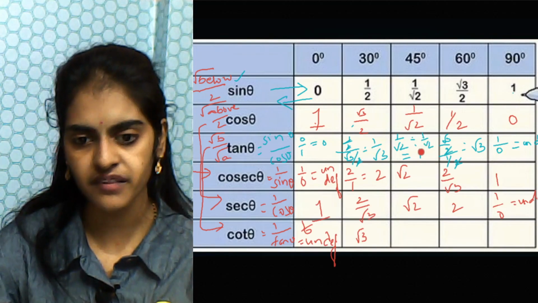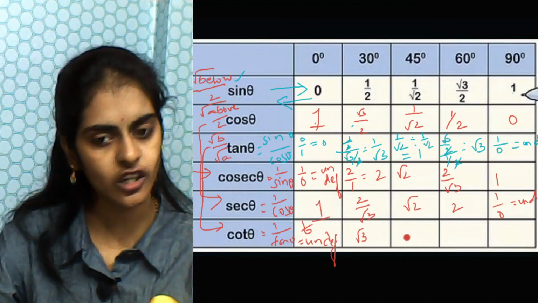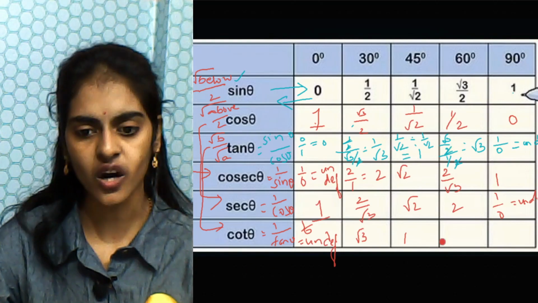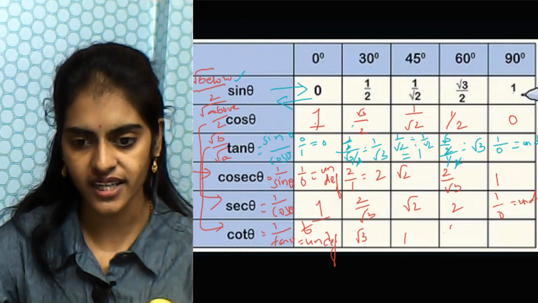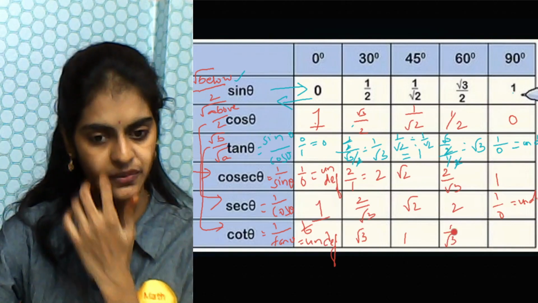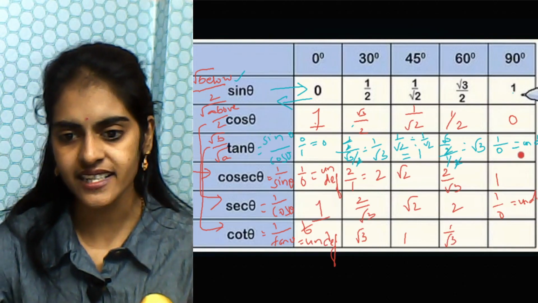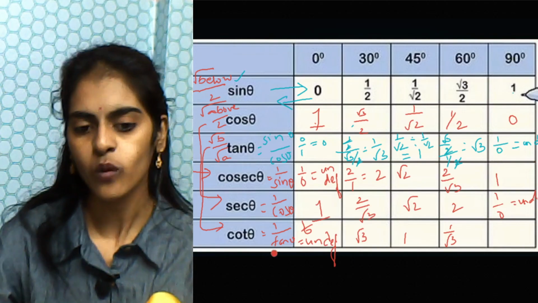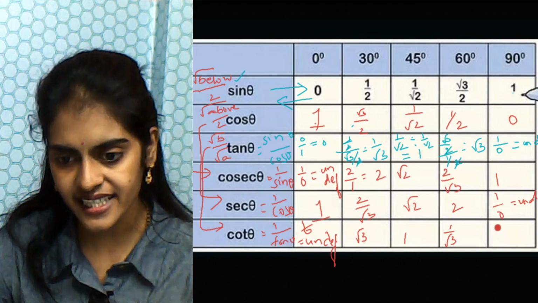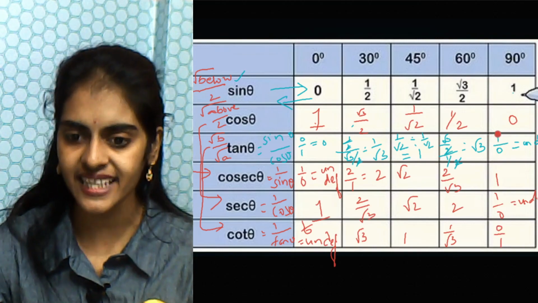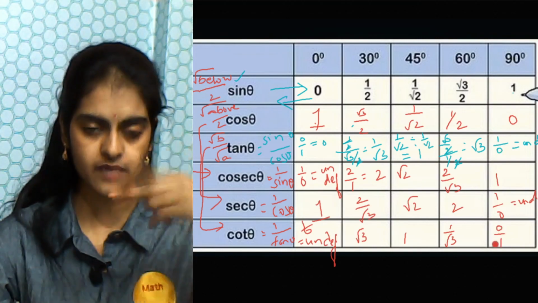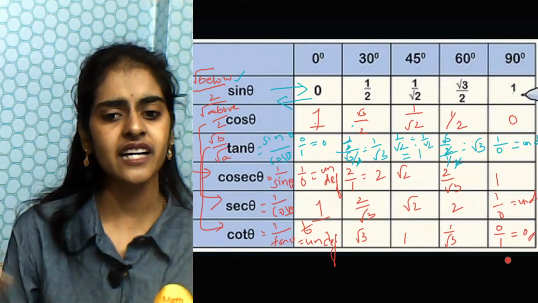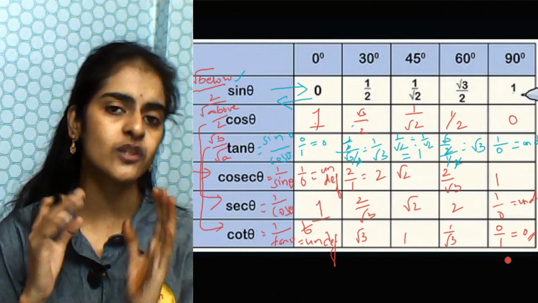Now see, tan 45 is 1. What is cot 45? Reciprocal of 1 is 1 again. Clear? Tan 60 is root 3. What is cot 60? 1 by root 3, the reciprocal of root 3. Now, tan 90 is 1 by 0, which is undefined. What is cot 90? Tan 90 is 1 by 0, so cot 90 will be the reciprocal of it, 0 by 1. 0 divided by anything gives you 0. See, easily, without even remembering, you are able to write the table.